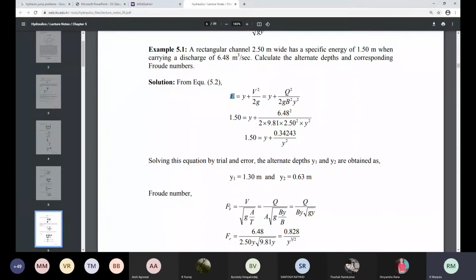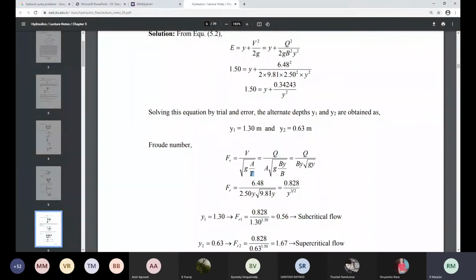Now if you substitute for the Froude number F, for depth y1, F is v by square root of g into D. D is A by T, where T is the top width. A is B into y, divided by the top width, which is the width of the channel B. So B and B get cancelled. A by T is nothing but y. So you will have the Froude number equal to 6.48 divided by B y into root of g into y, or on simplification you can substitute y power 3 by 2.